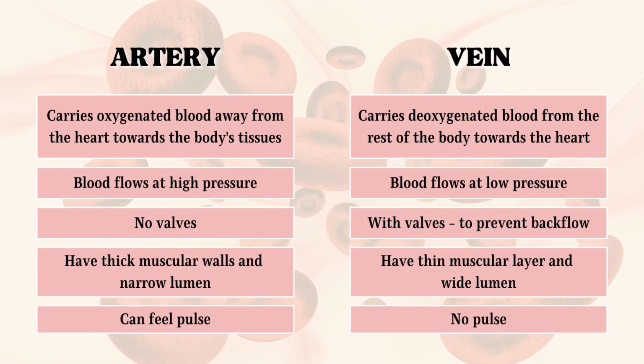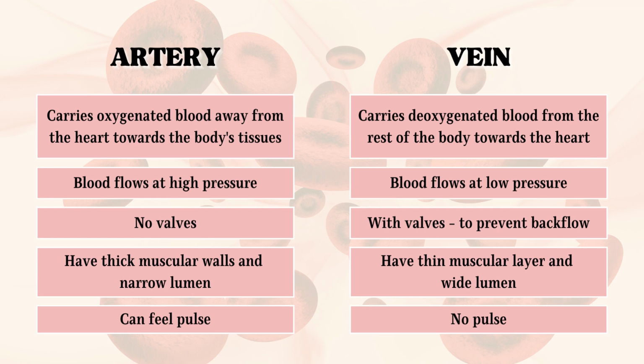Now, let's compare the artery from the veins. The artery carries oxygenated blood away from the heart towards the body tissues. On the other hand, the vein carries the deoxygenated blood from the rest of the body towards the heart. The artery blood flows at high pressure. In the vein, the blood flows at low pressure. The artery has no valves and the vein has valves to prevent backflow.